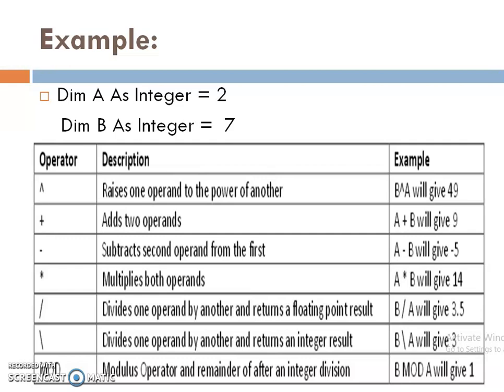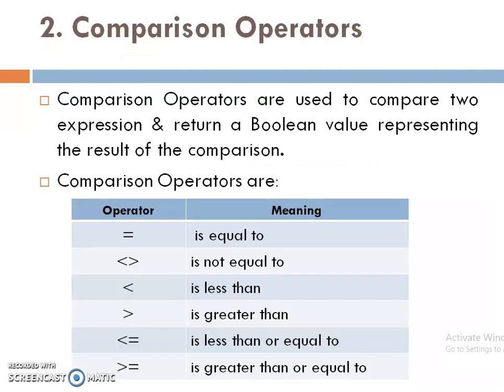It gives the floating result. Then another, integer division b slash a, it gives the integer result 3. Then perform modulo division b mod a, it gives the result 1.